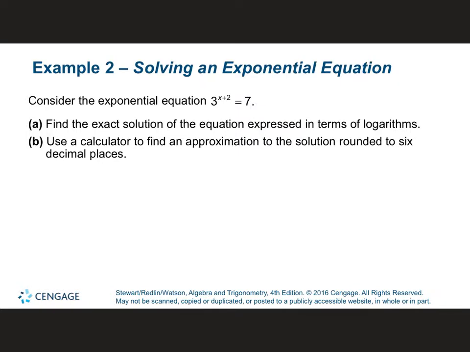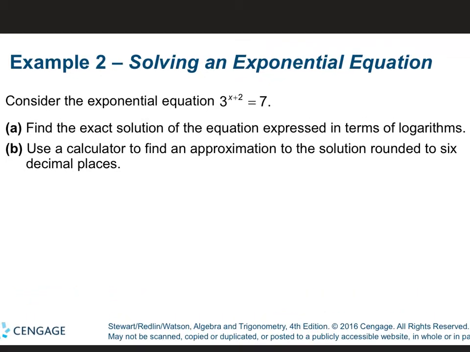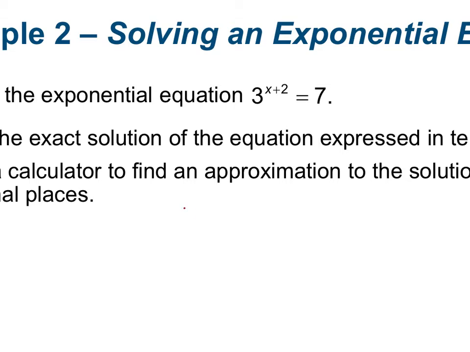So what does this mean? If we look at example 2 here, it tells us to consider the exponential equation 3 to the power of x plus 2 is equal to 7. We are going to be solving this. We're also going to need our calculator with this. So we have the equation 3 to the power of x plus 2 is equal to 7.